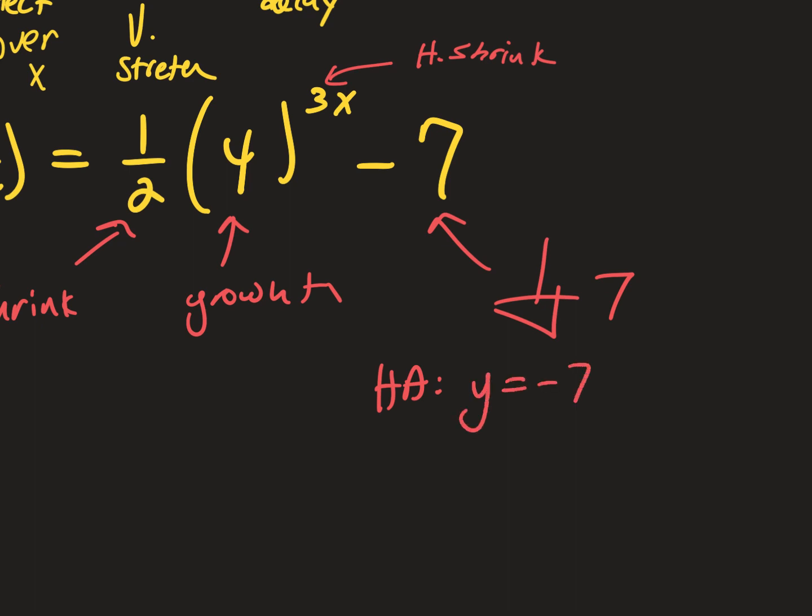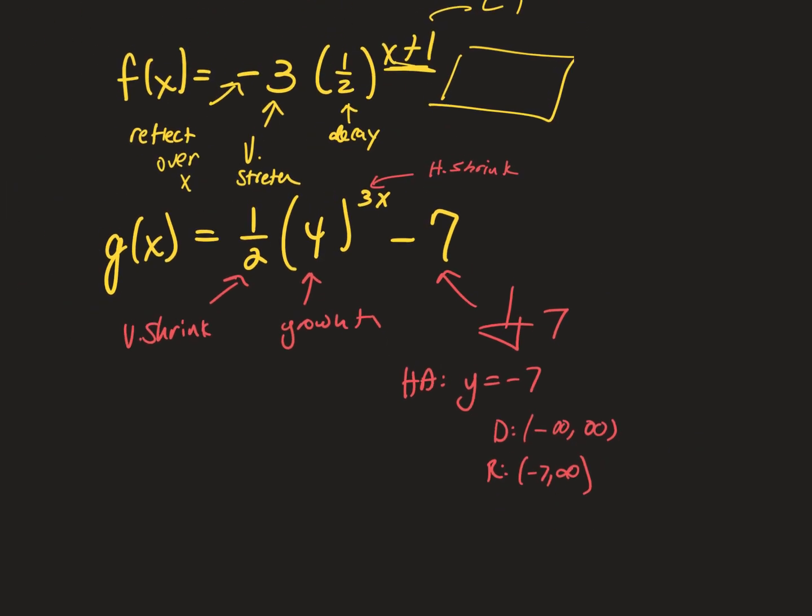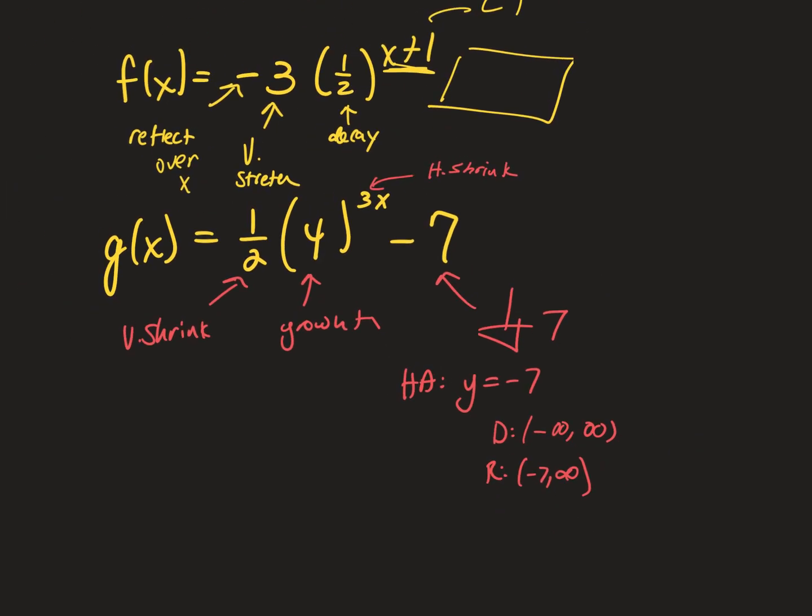What values can I plug in for my domain? Anything in the world. Negative infinity to positive infinity. This isn't flipped over or anything, so my range is from where to where? -7 to infinity. Does it include -7? No. If you have an asymptote, it gets really, really close, but doesn't do what? Touch. So does your range include your asymptote? No, it just gets close to it.